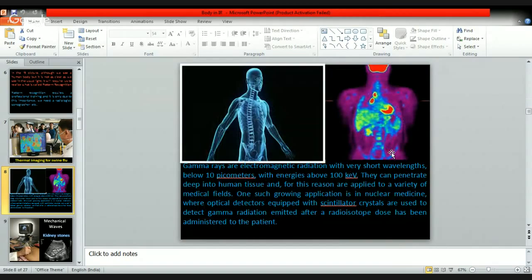This is the photograph taken through an X-ray, and the second one is through the what is called the gamma ray, so that you can see even the interior.